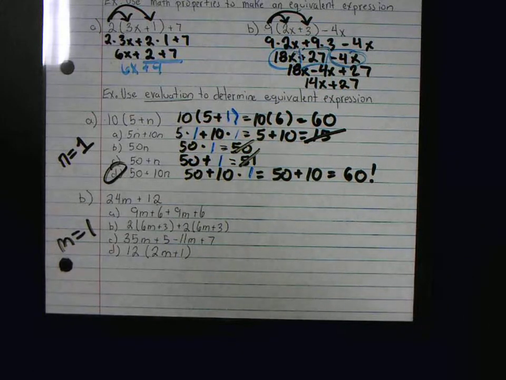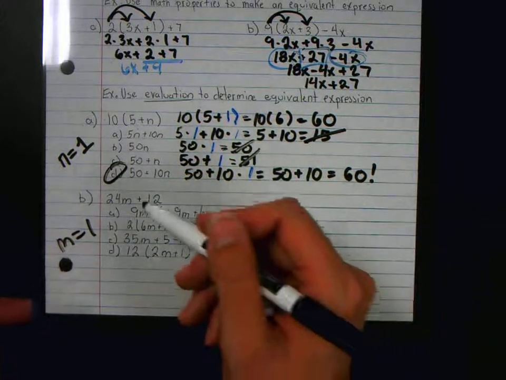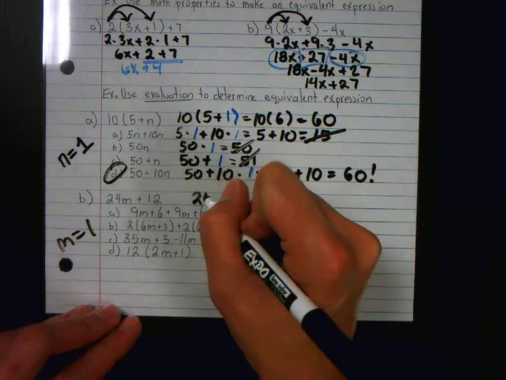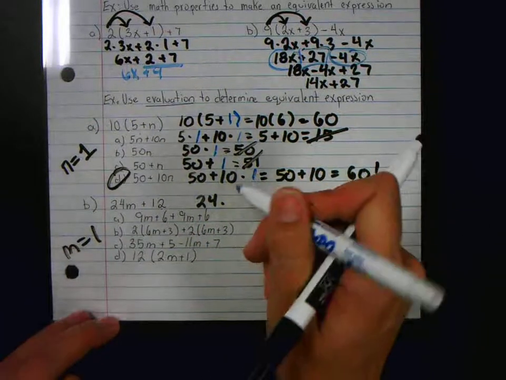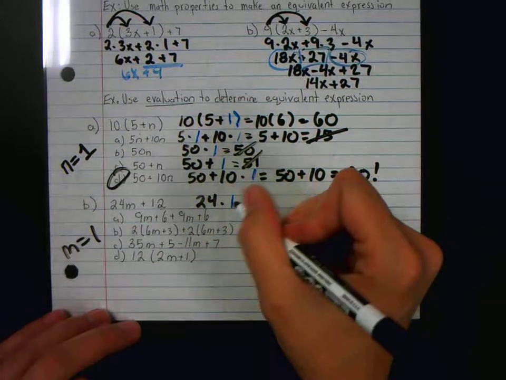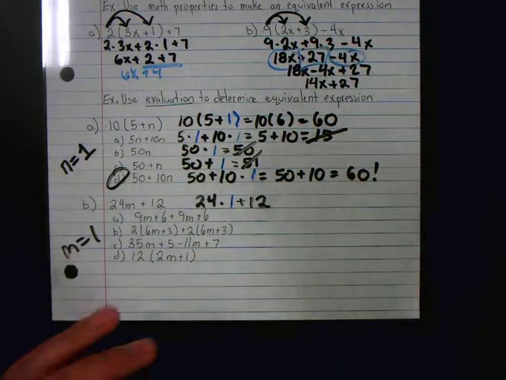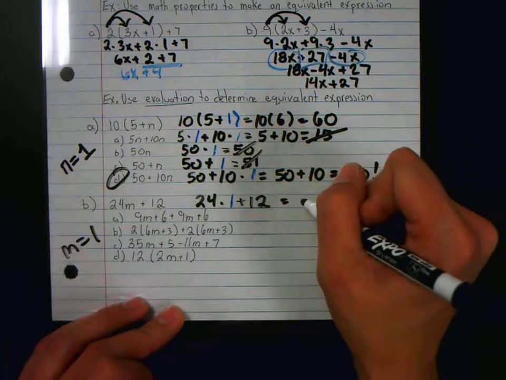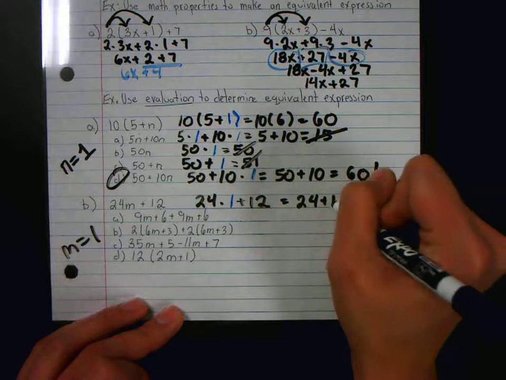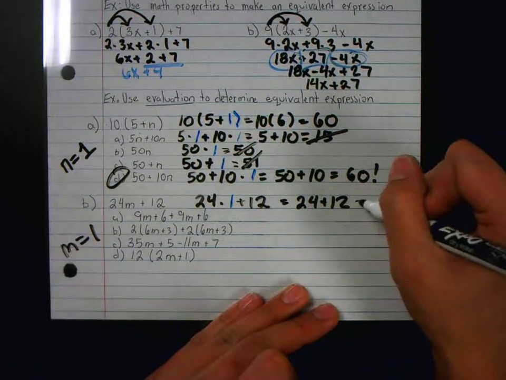Okay? All right. So again, first off, we have to figure out what our answer actually is going to be. So we have 24 times, instead of m, we're going to put 1, plus 12. So we've got 24 times 1, which is 24, plus 12. 24 plus 12 is 36. So we want 36 as our answer.